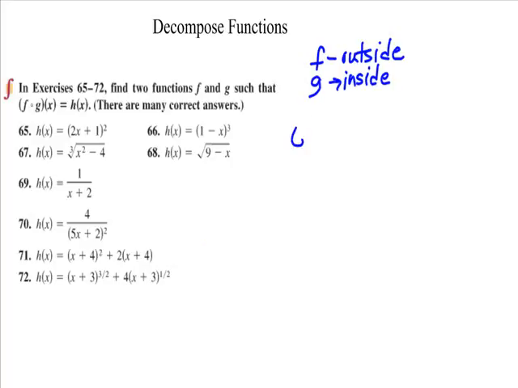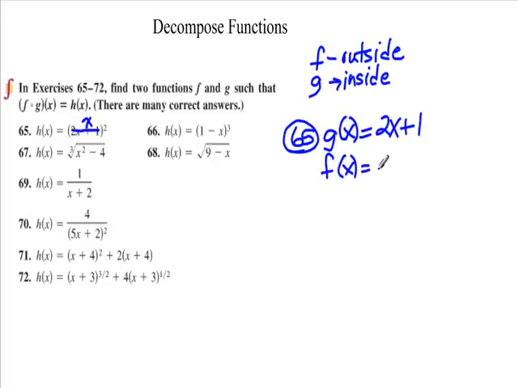So in number 65, we would say that the inside function, our g of x, is equal to that inner expression 2x plus 1. And now to find the outside function, instead of using 2x plus 1, let's replace that with just simply x, and that would be what remains for our outside function, which is x squared. And you could certainly do the composition of those two to find out that you get that original function.